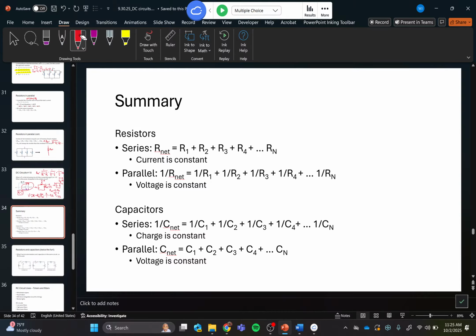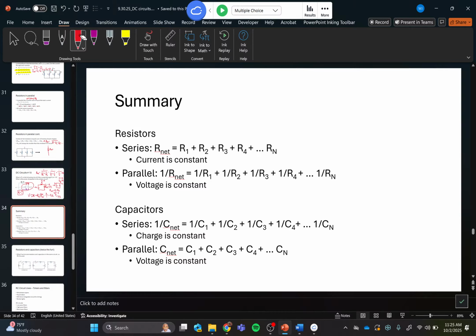In parallel, resistors are the reciprocal. In series, capacitors are the reciprocal. Why? Because we derived them, and that's how it works out. And there's not much more to say about that. Okay, we only have one more thing to cover.